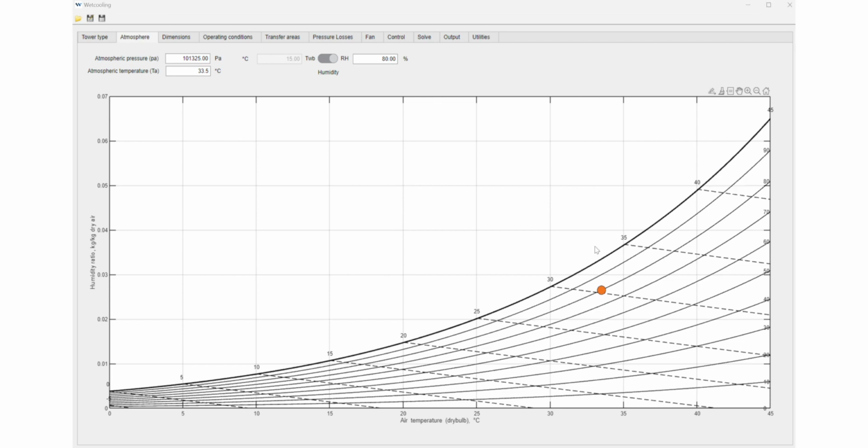The air will be in an unsaturated state below the 100% humidity line, and above this line the air will be supersaturated, where any excess water vapor will condense as a fine mist.